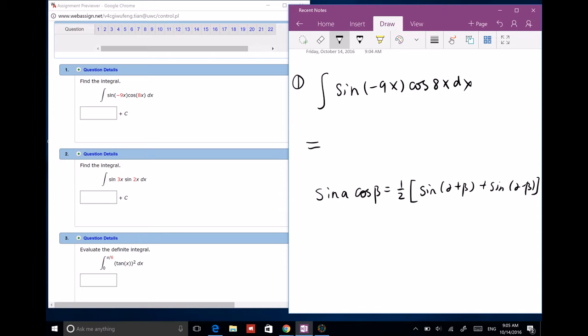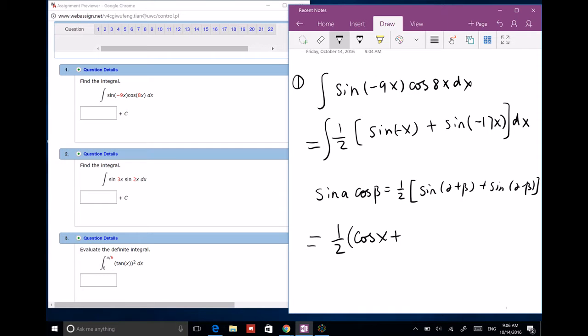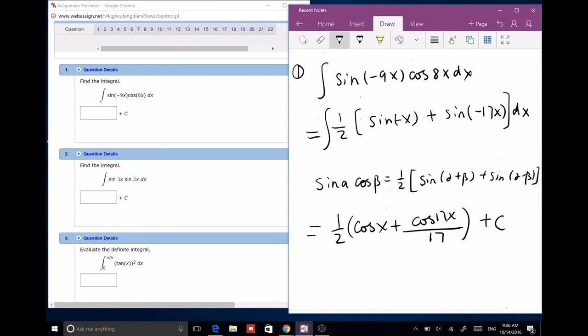So it is half of sine alpha plus beta, which is negative x, plus sine alpha minus beta, which is sine negative 17x dx. Then you use the antiderivative formula: it's half of the antiderivative of cosine negative x, just cosine x. The antiderivative of sine 17x is cosine 17x, but you have to divide by 17 because of the chain rule. That's number one.